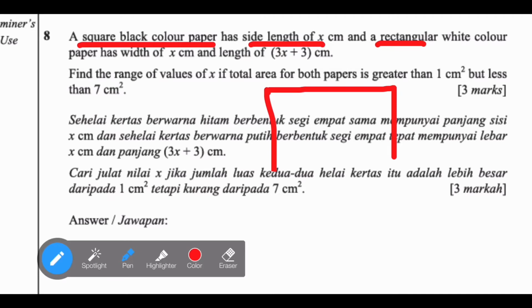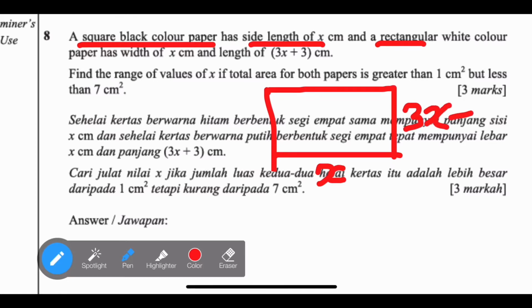I will encourage you to sketch out. Maybe the square you also sketch out. So we label the rectangular shape: the length is 3x plus 3, and the width is x. Label first before you try to solve. So the first step is you understand the question. How to understand the question is either you draw out, you sketch out, and you think how to go about it. That is called understand the question.